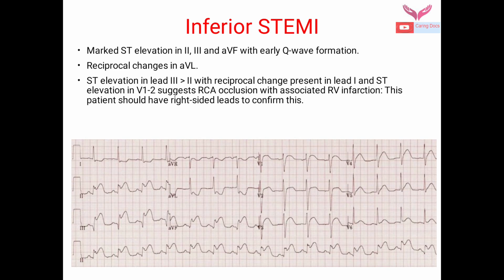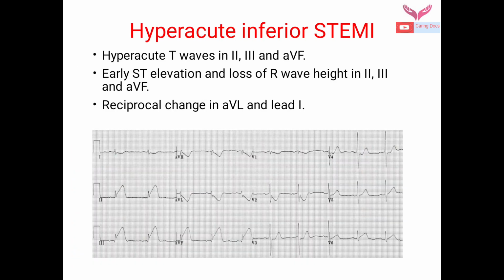Inferior wall ST elevation MI. Here in this ECG we can see marked ST elevation in leads 2, 3 and aVF with early Q wave formation. Reciprocal changes in the aVL can be seen. ST elevation in lead 3 is more than lead 2, with reciprocal changes present in lead 1 and ST elevation in V1, V2, which suggests right coronary artery occlusion with associated right ventricular infarction, and this patient should have right-sided leads to confirm this.